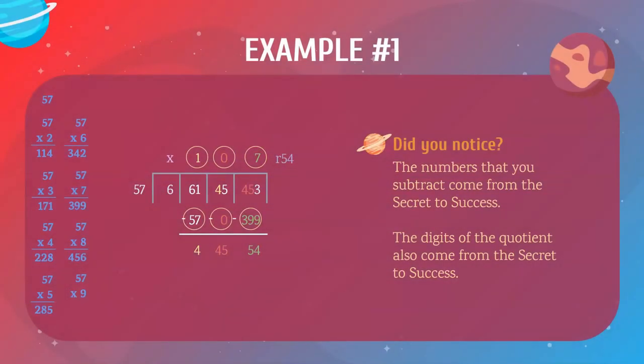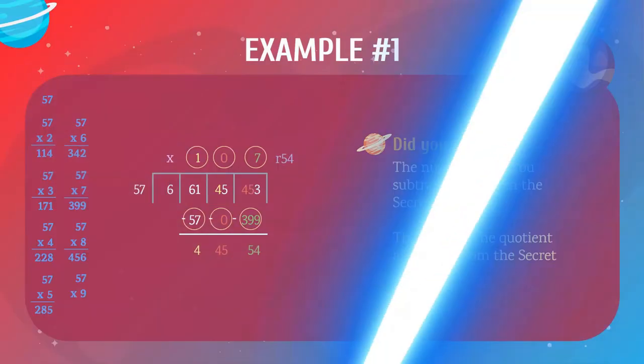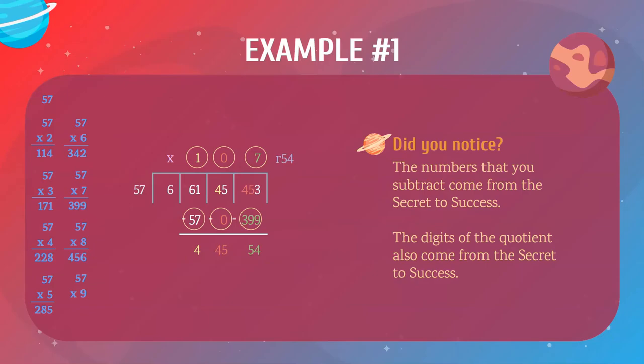So, notice that all of the numbers that we subtracted, except for 0, come from the secret to success. And the numbers in our quotient also come from our secret to success. So 1 times 57 is 57, and 7 times 57 is 399.